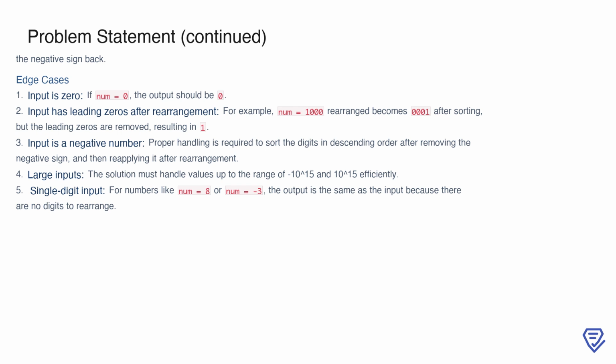Third, for negative numbers, we need to handle them carefully by first removing the negative sign, sorting the digits in descending order, and then reapplying the negative sign to get the smallest value. Additionally, the solution must handle very large inputs efficiently, as the range extends from -10^15 to 10^15. Lastly, for single-digit inputs like 8 or -3, there are no digits to rearrange, so the input itself is the output. Keeping these cases in mind will help ensure the solution is robust and handles all possible scenarios.